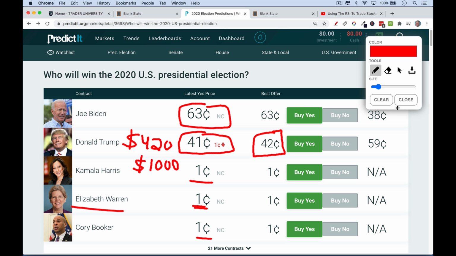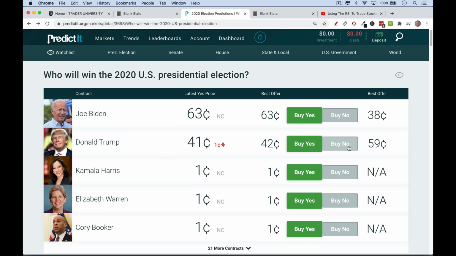You can also do the inverse. You can buy no if you think Trump is definitely going to lose. You can buy no for 59 cents, and that will settle at $1 if Trump loses. So that's the most basic way of trading this.